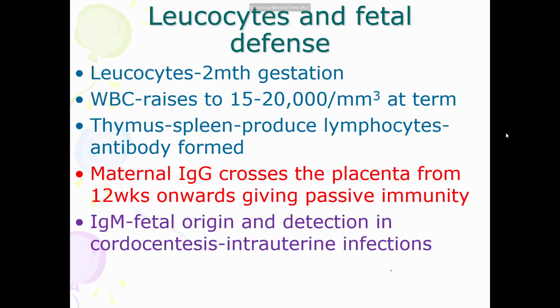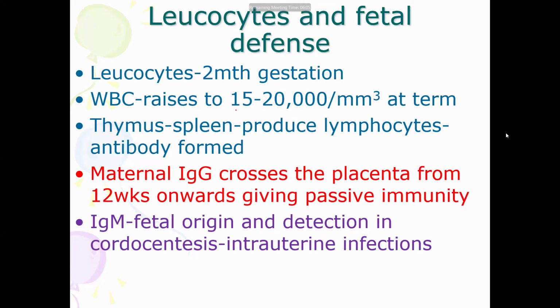So let's discuss the leukocytes and fetal defense. Leukocytes are seen by the second month of gestation, around 8 weeks of gestation, and the white blood cell count rises to 15 to 20,000 per cubic millimeter at term.